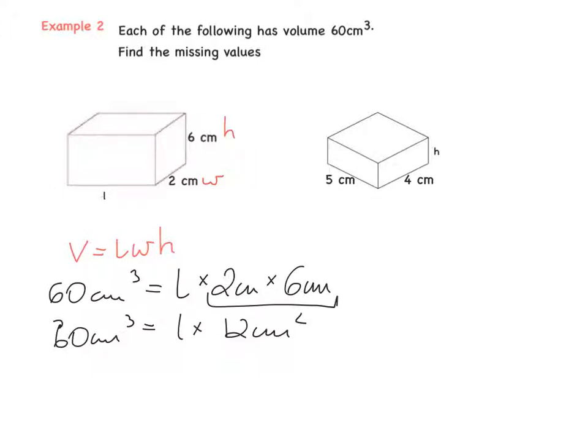So now we have 60 centimeters cubed as L multiplied by 12. It's exactly the same as writing 12L. Now we need to divide it by 12, divided by 12. So what's 60 divided by 12? 5 centimeters is L. Okay, so L is 5.